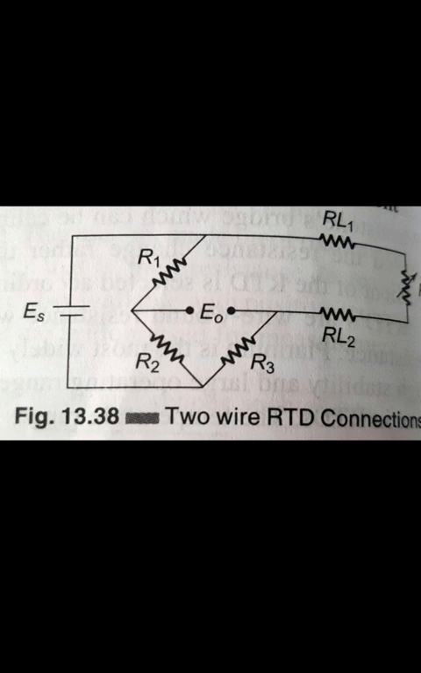The leads of the wires used for connecting the RTD introduce error and hence compensation is required. This is obtained by using 3-wire and 4-wire compensation, but 3-wire compensation is mostly used in industry.